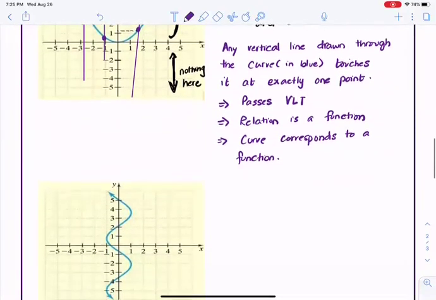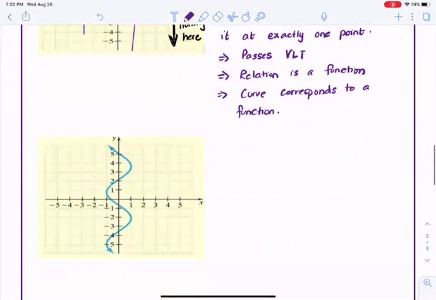Now, moving on, we have a funny looking curve here. The curve is in blue. I'm going to draw a vertical line, a bunch of them. Let me draw one here. One there, and another one there. And you can see the vertical line touches the curve at more than 1 point. So this curve cannot be a function.